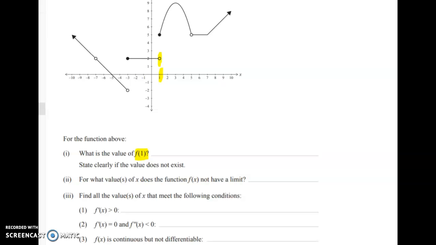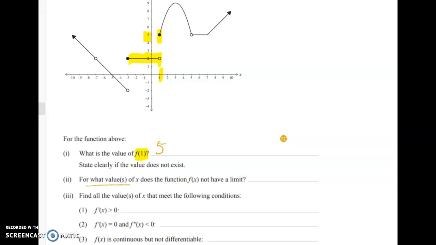We've got an open circle, which means that up until this point the function was heading along here, but then it jumps up to here. And importantly, we've got a closed-in blobby point there, and that means that f of 1 is equal to 5. If it were an open circle, we'd say that the function doesn't exist at that point. But because it's closed in, that means that that's the value of the function there.